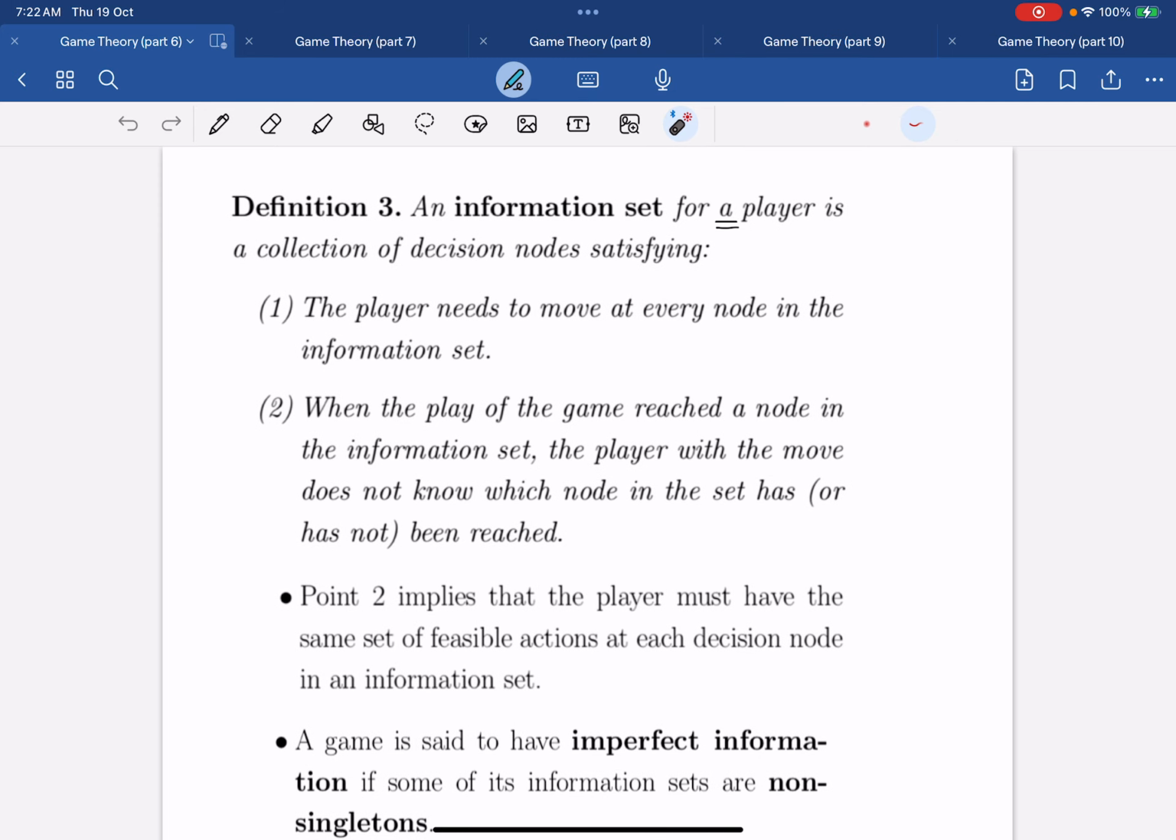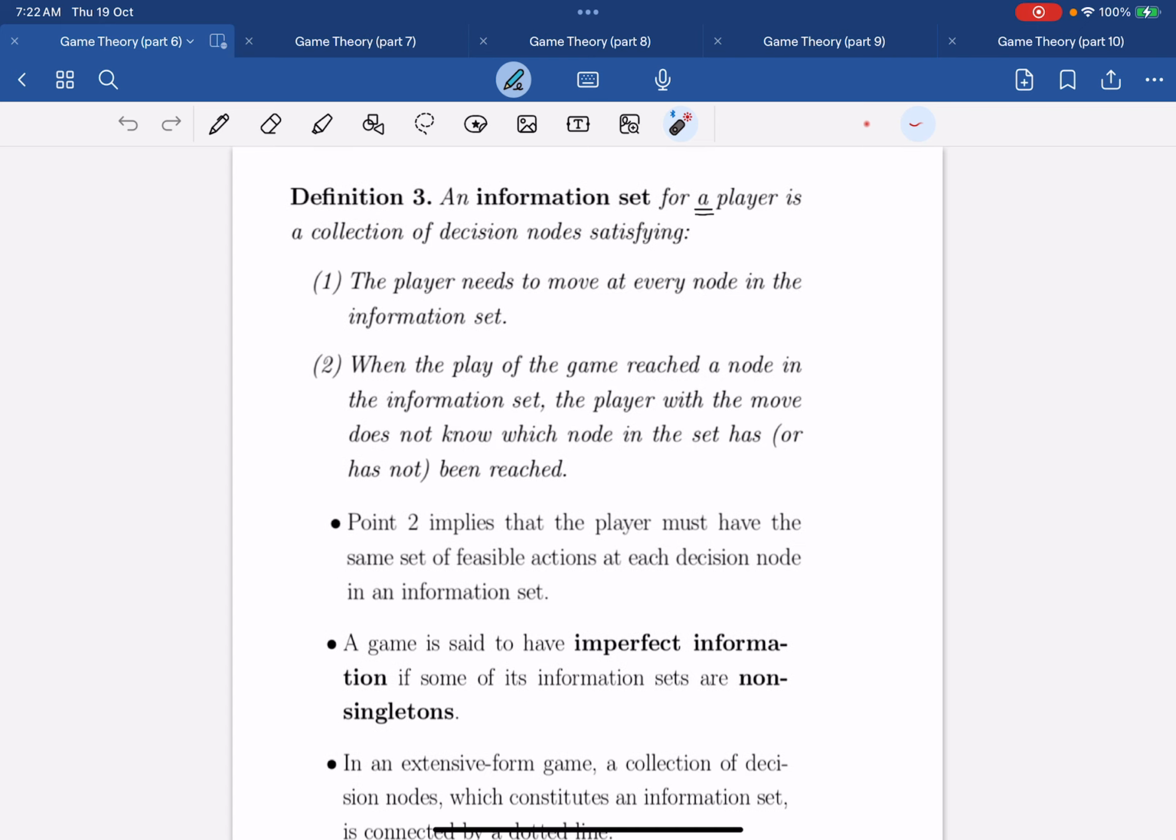So what is an information set, you might ask? An information set is just a collection of decision nodes, and it must satisfy the following properties. The player needs to move at every node in the information set. We'll see later examples for better clarity, but take note of what it must satisfy. And when the play of the game reaches a node, the player with the move does not know which node in the set has or has not been reached.